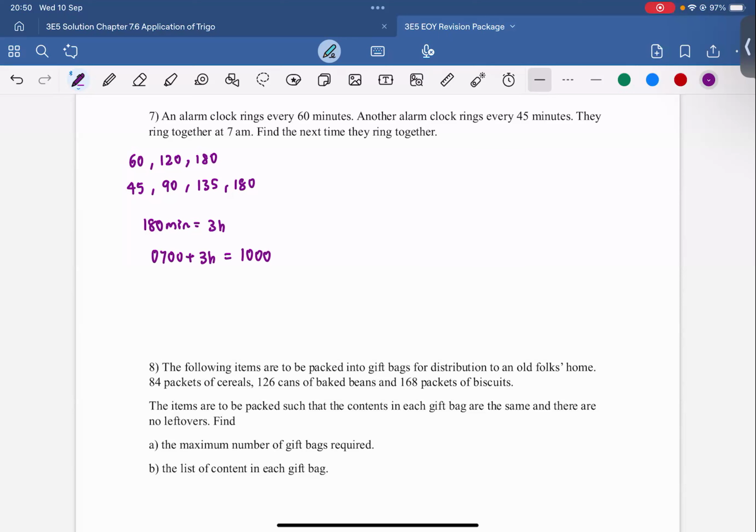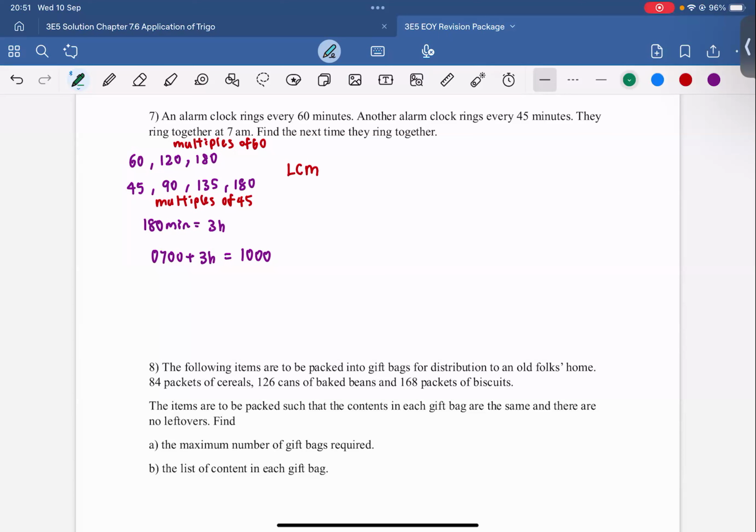Okay, so this is the logical way of doing things, and this works if the number is small. What if the number is not small? Then how? What you must realize is that all these are actually multiples of 60, and these are actually multiples of 45. So what you are trying to find is the smallest multiple that is the same for both. And that is what we call the lowest common multiple.